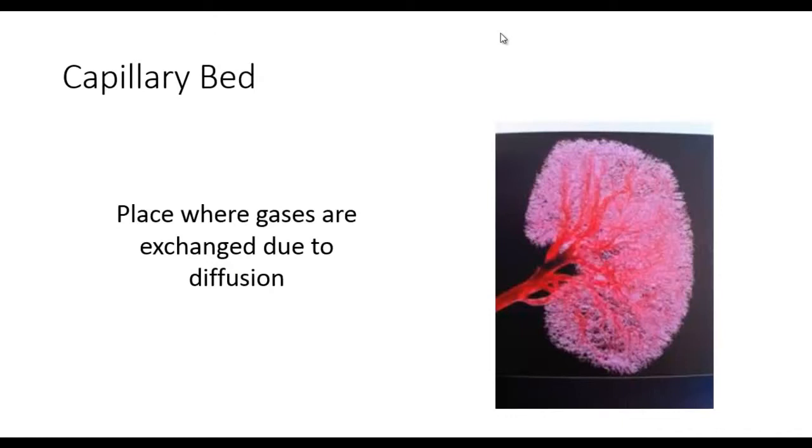Okay, so how does the body take air and turn it into something usable like oxygen? That's where this occurs, in the capillary bed. It's a place where gases are exchanged due to diffusion. In this process, oxygen is taken into the body and into the bloodstream, again through the lungs, specifically through the capillary bed, and CO2, the other gases the body does not need, are then expelled. This occurs in the capillary bed.